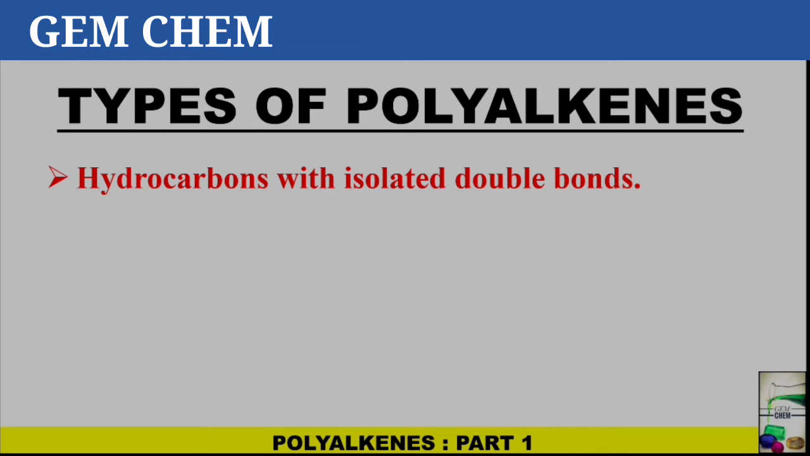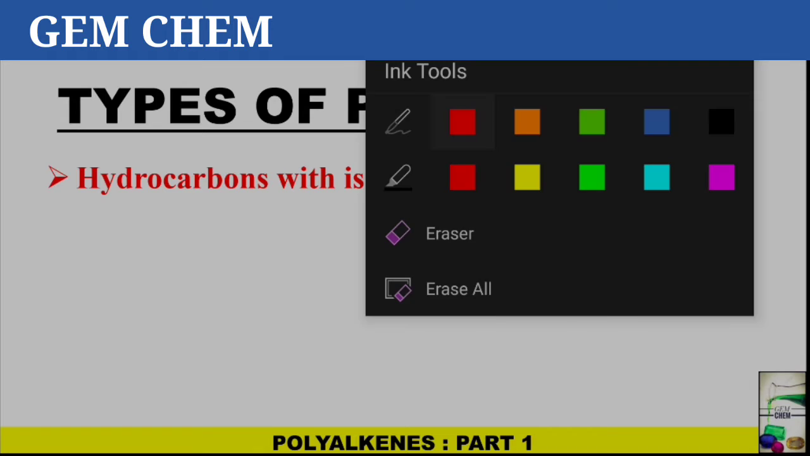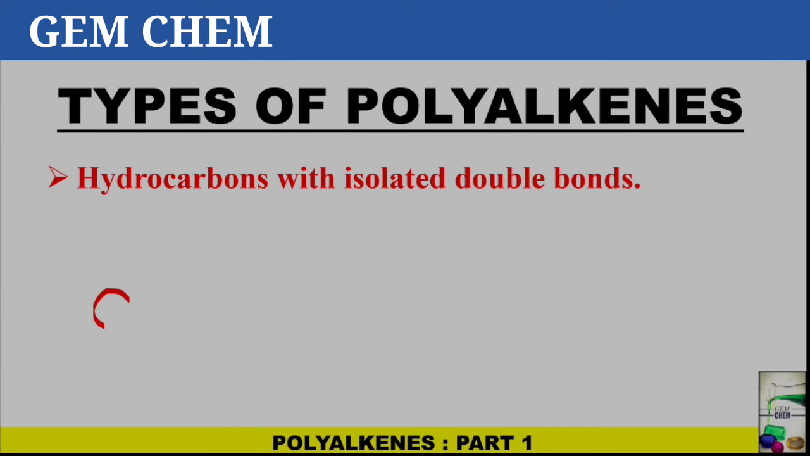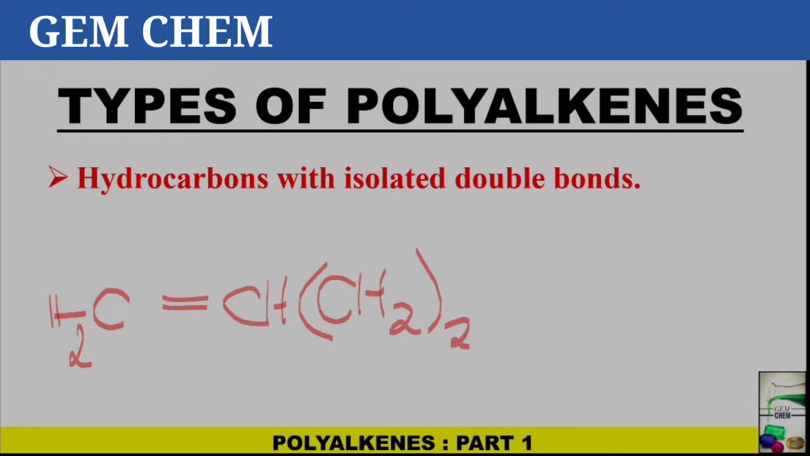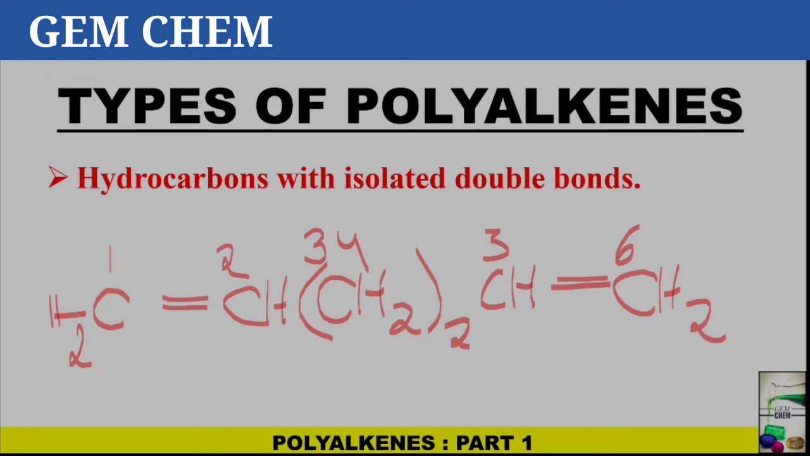Suppose you consider a simple molecule, for example, and in that case if you see the bonds which are present far away from each other, then they are known as isolated double bonds. So this is a molecule, for example, CH2=CH, then we have two more carbons followed by another CH=CH2. So here you can see 1, 2, 3, 4, 5, 6. So we have one double bond in 1, 2 position and another double bond in 5, 6 position.